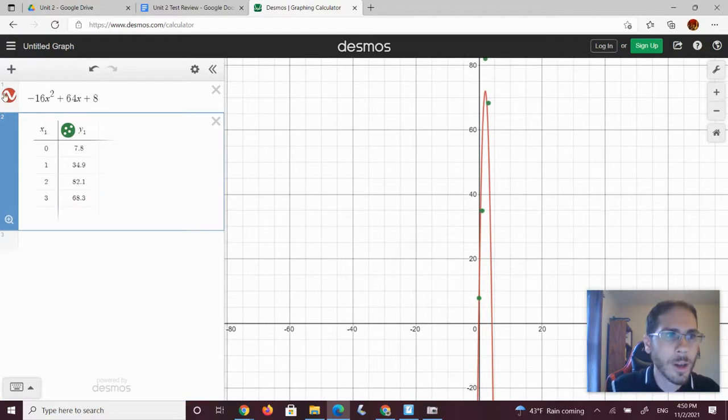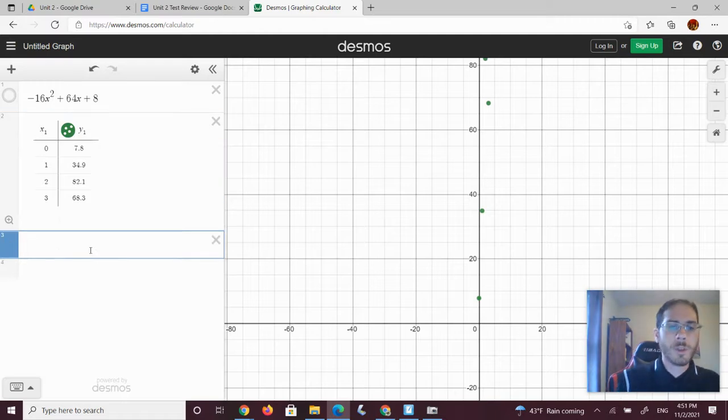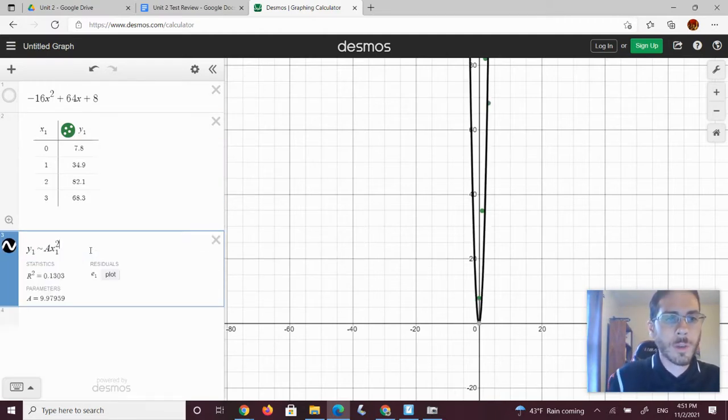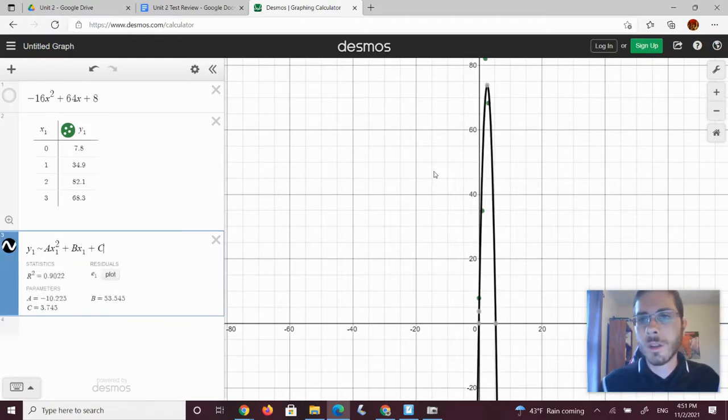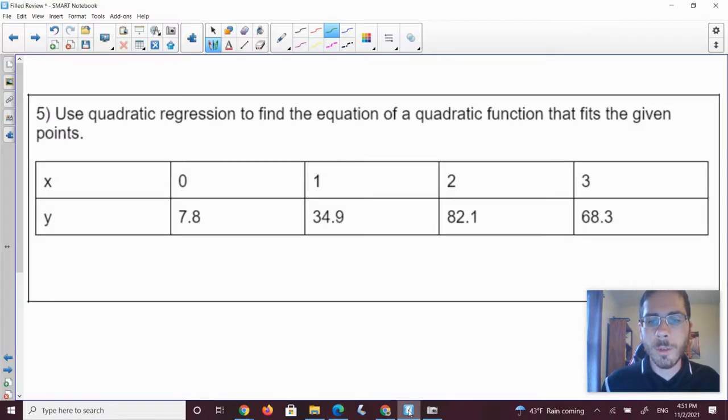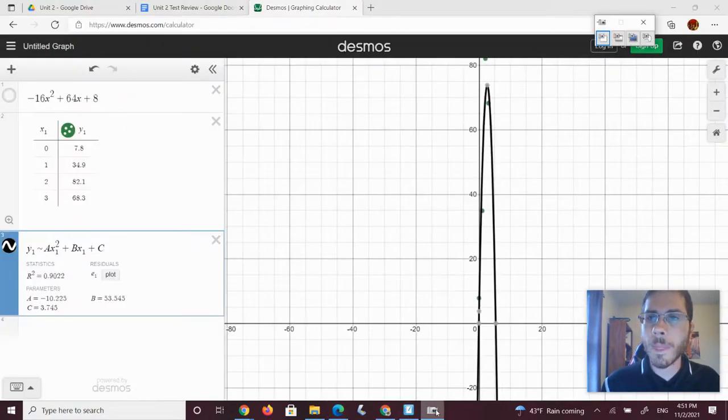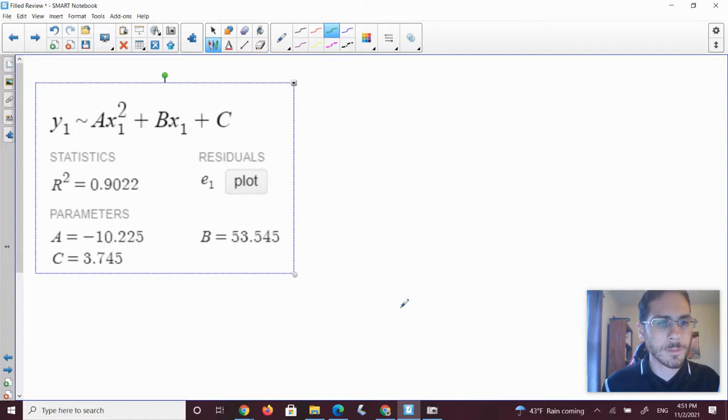Turn the red parabola off. It looks like the red parabola is actually pretty close. But y1 tilde ax1 squared plus bx1 plus c. All right, well, it's kind of close to the other one that we had. I'm going to grab those with the little camera feature. Let's just grab everything that we got there. Again, we can see since we've got 4 points, it's not going to fit exactly. And that's okay.